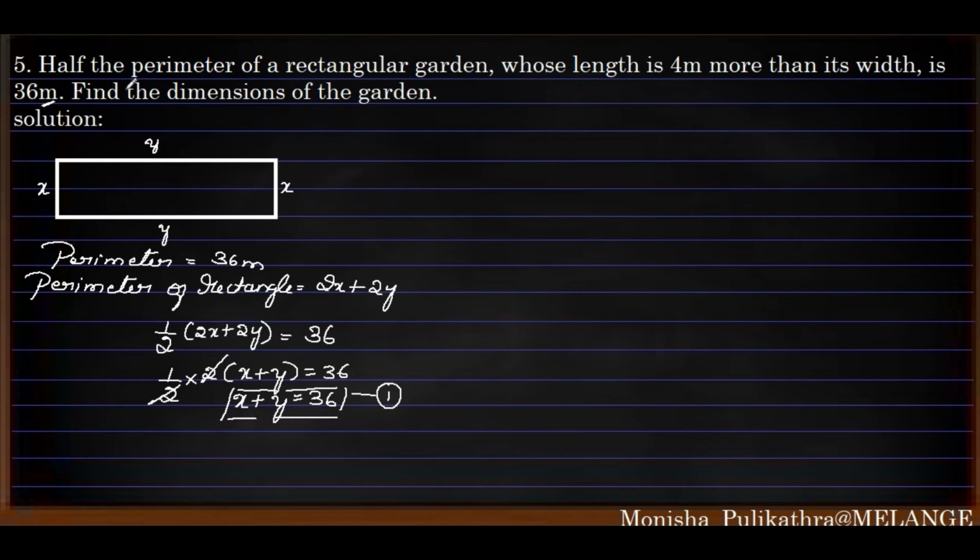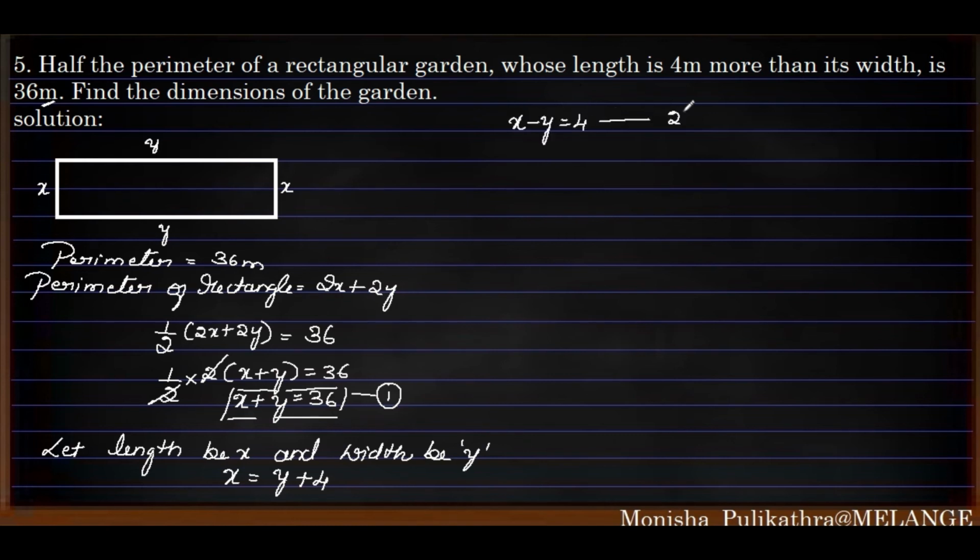So next read out the question again. Half the perimeter of a rectangular garden whose length is 4 more than its width. Here length and width dimensions both are not given. First let length be x and width be y. Here what they have given, the length is 4 more than, more means plus, 4 more than its width. So when I shift this y to left hand side, it will become x minus y is equal to 4. So this is the second equation.